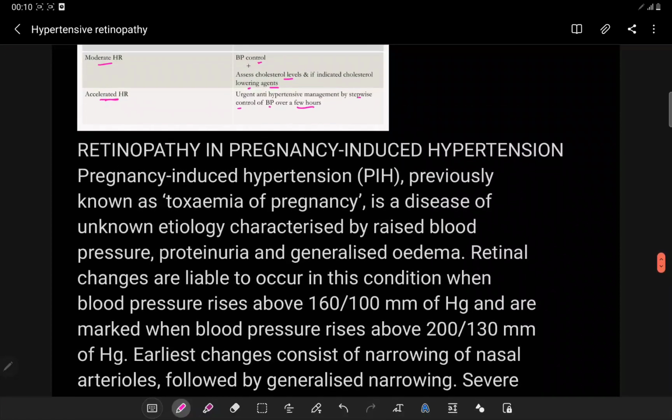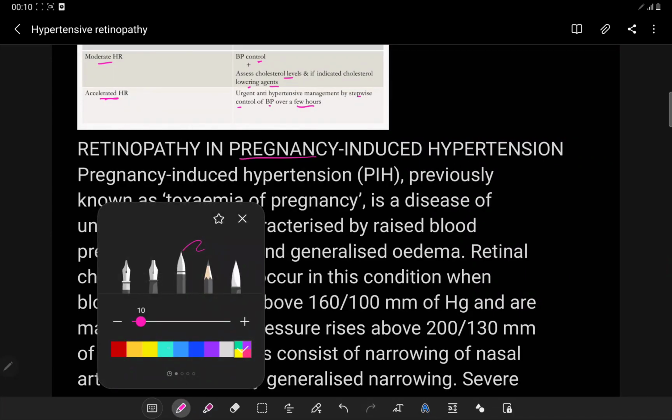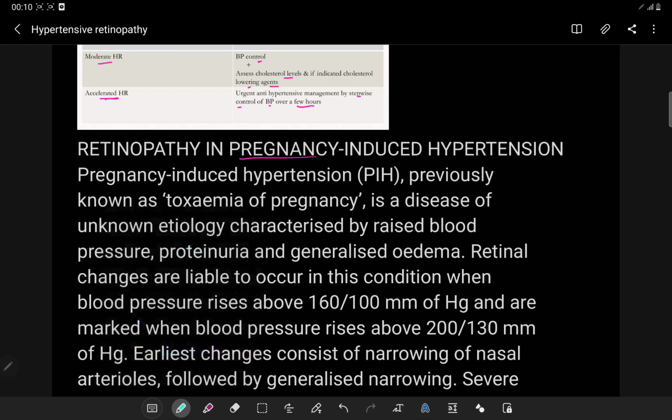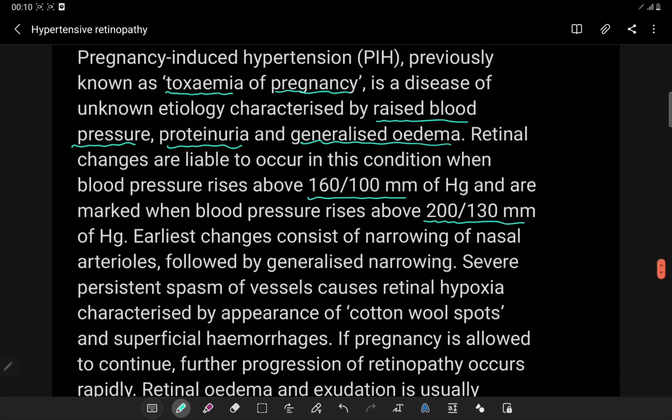Next, there is a topic known as retinopathy in pregnancy induced hypertension. So what is this? Let's discuss. Pregnancy-induced hypertension, previously known as toxemia of pregnancy, is a disease of unknown etiology, which is characterized by raised blood pressure, proteinuria, and generalized edema. The retinal changes are liable to occur when the blood pressure rises above 160/100 mm of Hg, and are marked when it rises above 200/130 mm of Hg.